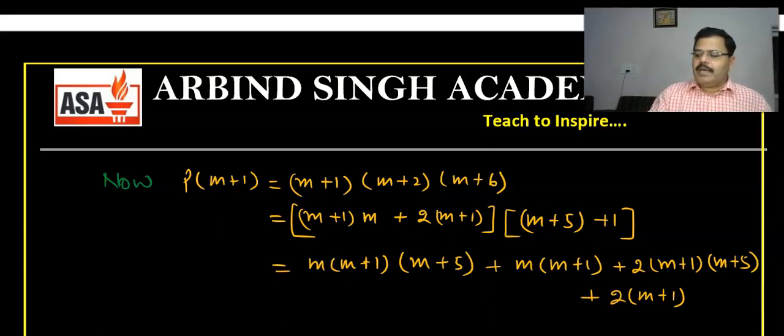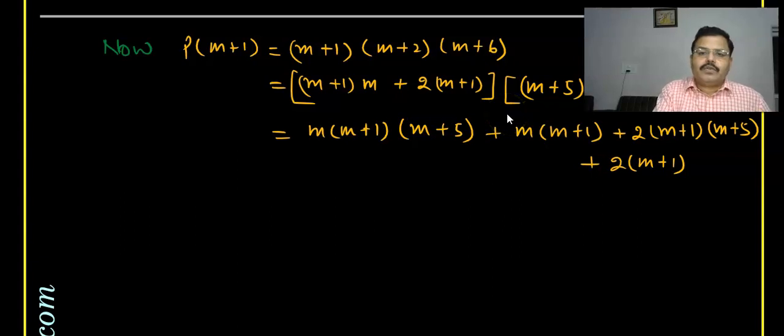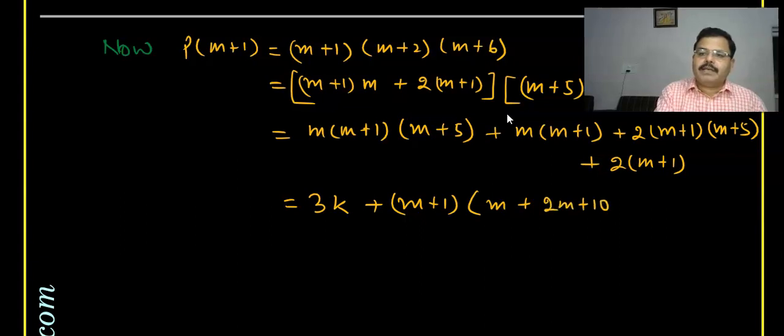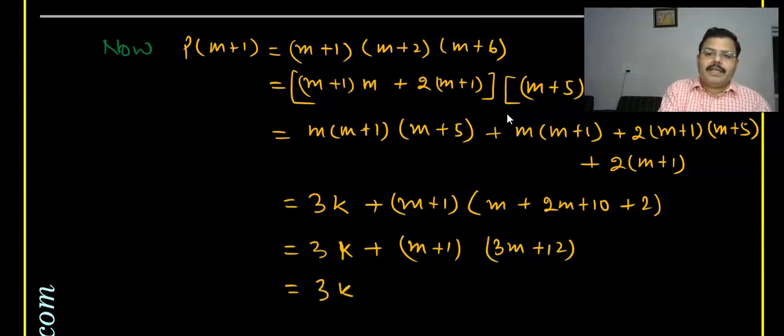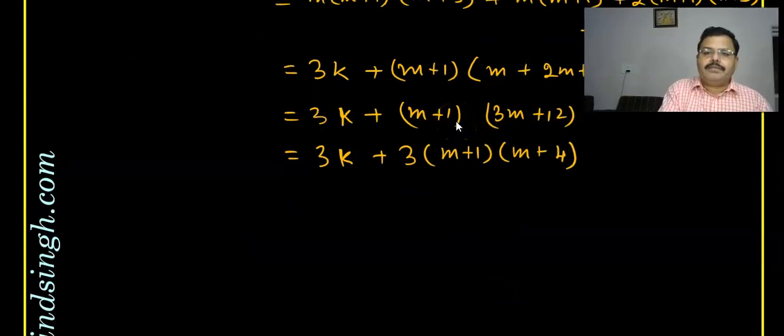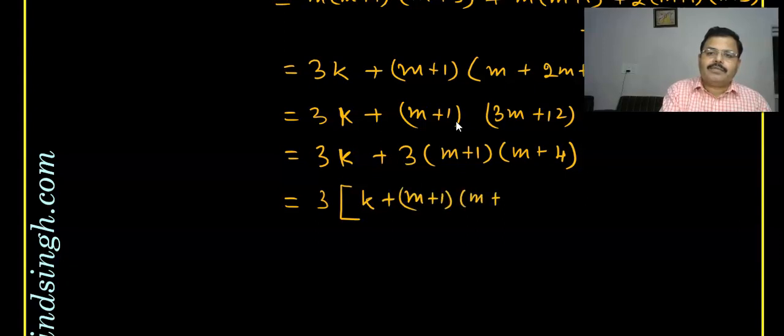Now for this using 1, we can write 3k. Isn't it? So if I write this 3k, then what will happen? In all these 3 terms, M plus 1 is common. So M plus 1, and what is there? M plus 2 times of M plus 5, that is 2M plus 10, and 2 plus 2 left here. So that will be 3k plus M plus 1 into 3M plus 12. So we can write here 3k plus, if I take 3 common, that will be M plus 1 and M plus 4. So out of the whole, we can take 3 common, clearly. So that will be k, some integer, plus M plus 1 into M plus 4 is also an integer.